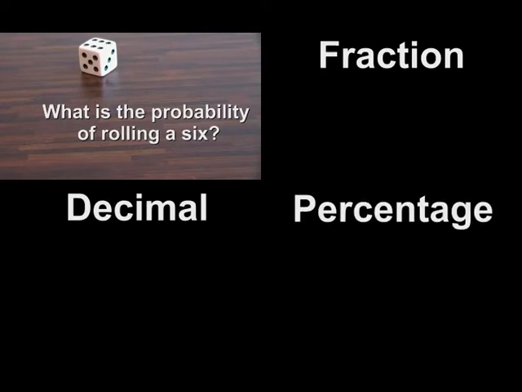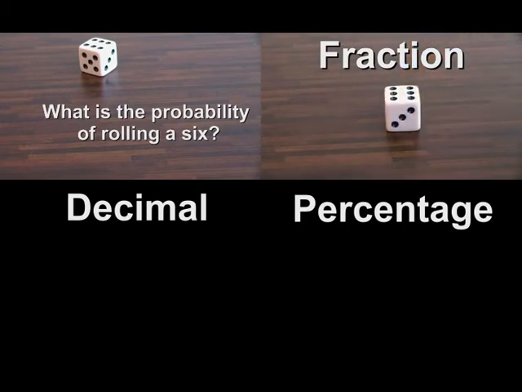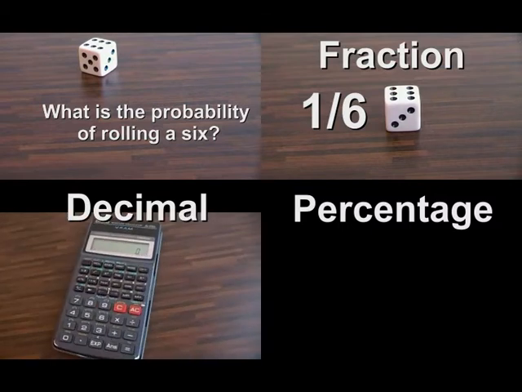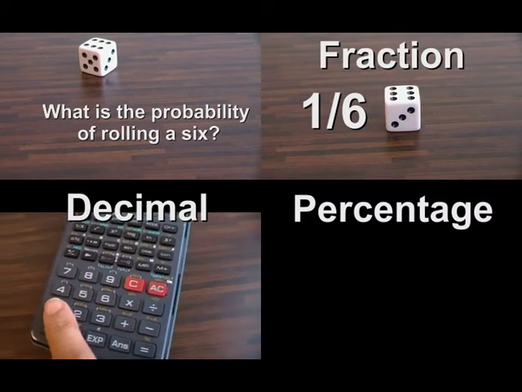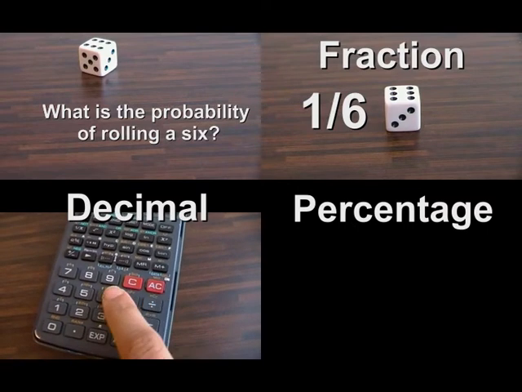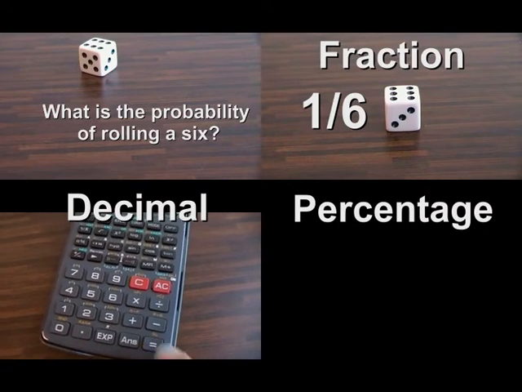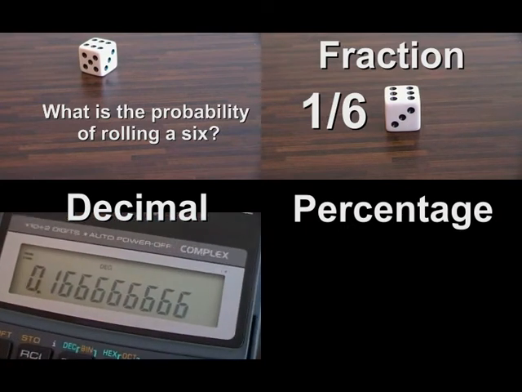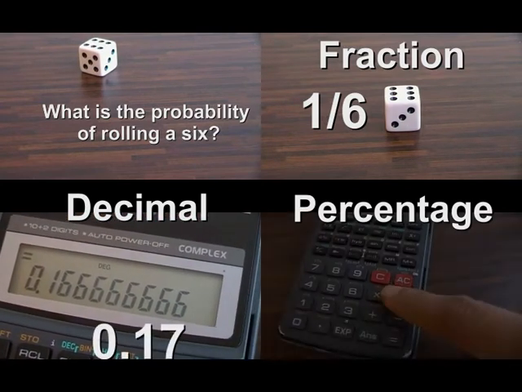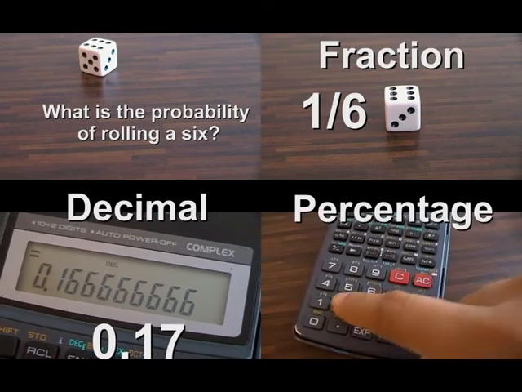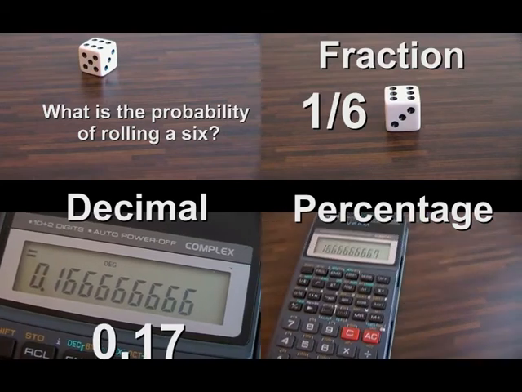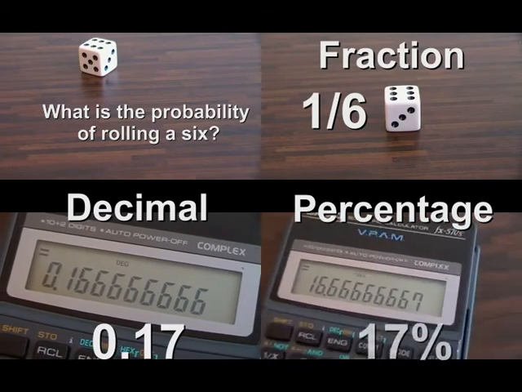As a fraction, because there are 6 numbers in total, the probability of you rolling a 6 is 1 out of 6. To work that out as a decimal, if you take a calculator and you do 1 divided by 6 equals, rounding that value off to 2 decimal places, that gives you an answer of 0.17. And to work that out as a percentage, if you multiply that value by 100, that gives you 17%.